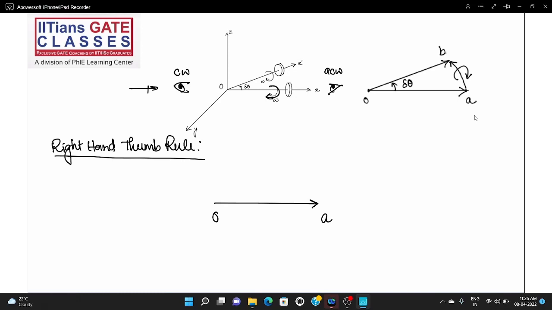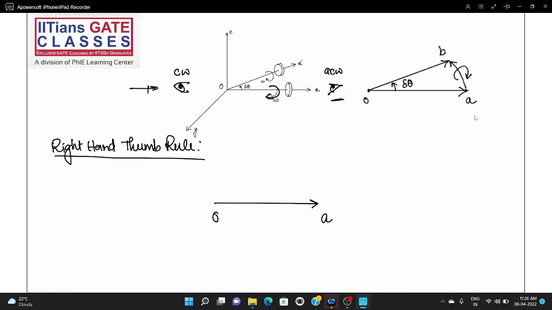Direction of angular velocity of the rotor. So you have to do it practically and see, right? Even if you're looking from the other side, no issue with that. Even if you're looking at it from this side, there is no issue with that, right?